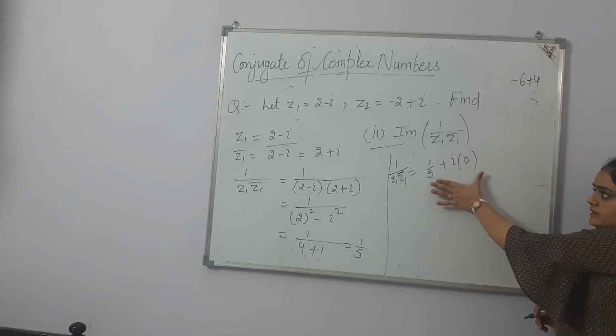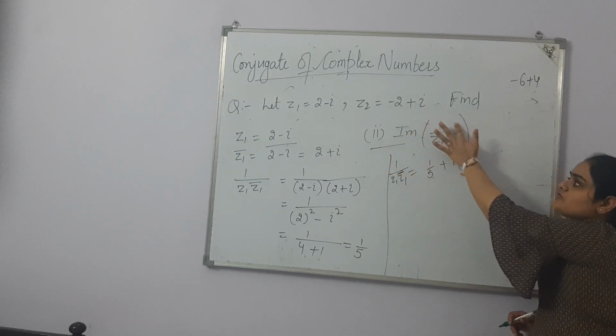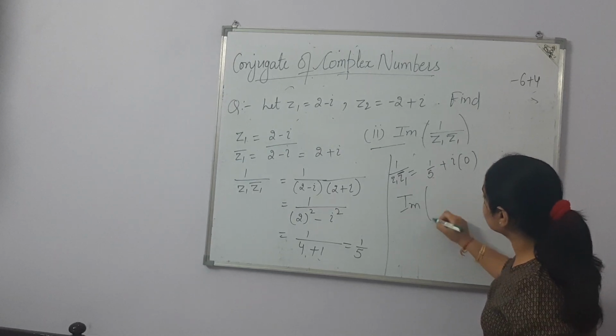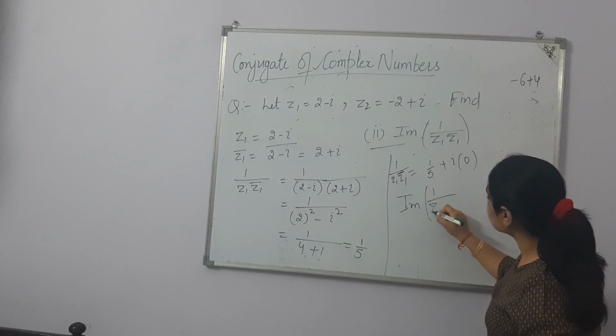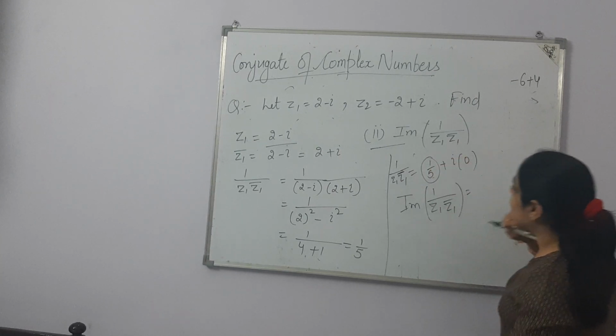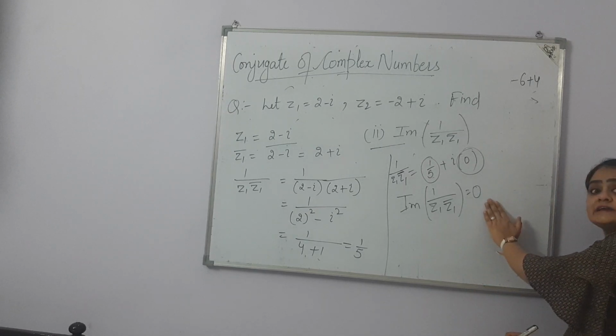Now the question's requirement was we just need the imaginary part of 1 upon z1 conjugate. So what is the imaginary part? 1 upon z1 conjugate is, here the real part is 1 by 5 and the imaginary part is 0. I am not writing iota.